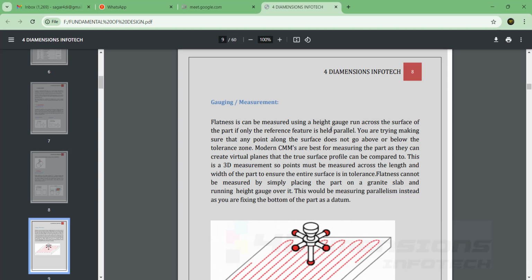Means what is the least count of height gauge and how the height can be calculated by using height gauges.